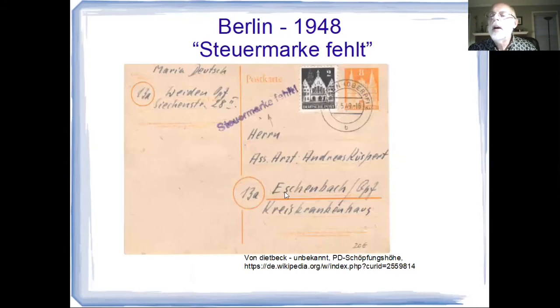One example is a postcard where the Steuermarke, or this surtax, was missing: Steuermarke fehlt, tax stamp missing. It was required. This was a letter mailed in West Germany to somebody in West Germany. So it was not just applying to people in Berlin.